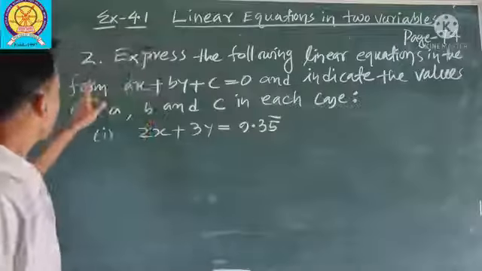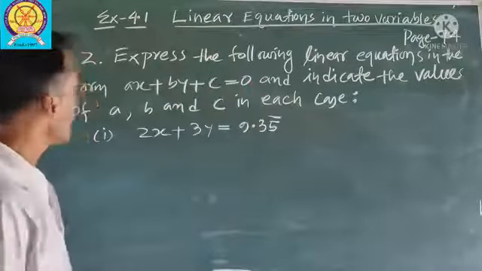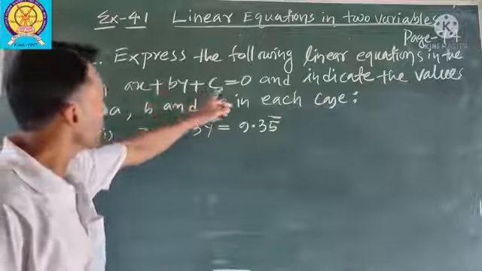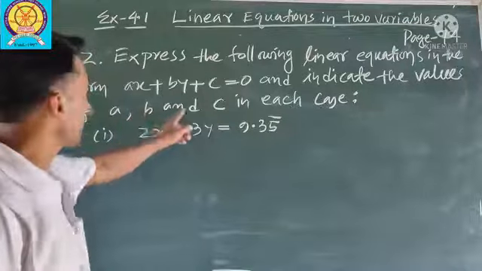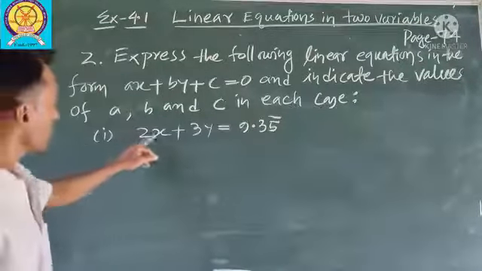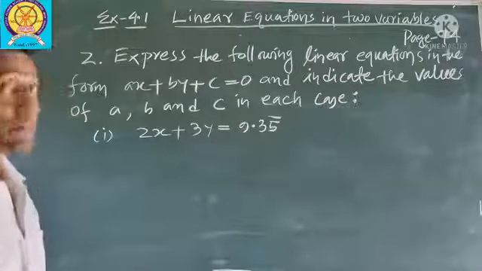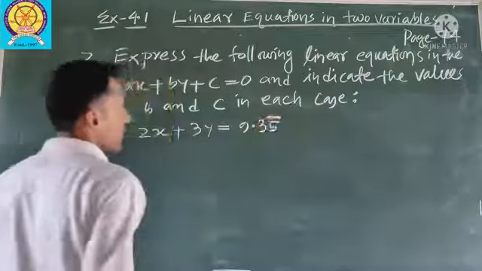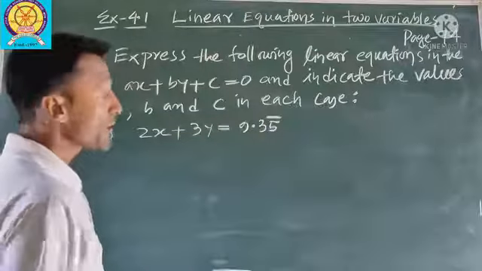Let's see question number 2. Express the following linear equations in the form ax plus by plus c equals 0 and indicate the values of a, b and c in each case. So the first question is 2x plus 3y equals 9.35 bar. Bar you have already learned in earlier chapters. Bar is on the 5. That means 5 is repeating. It is a repeating decimal.